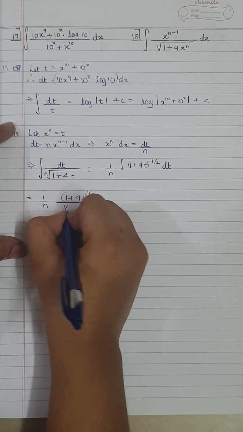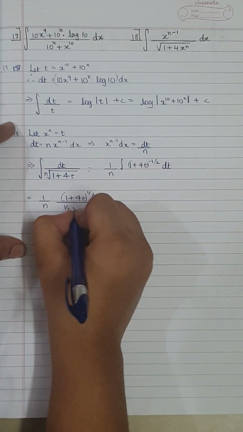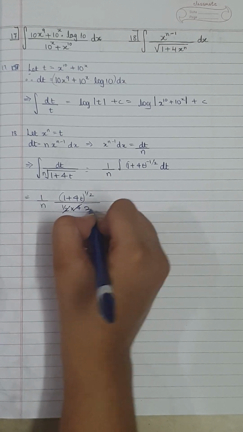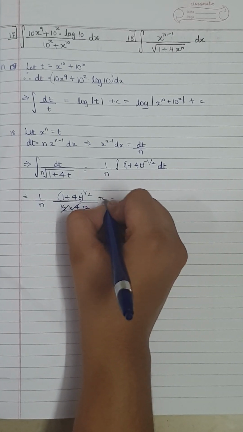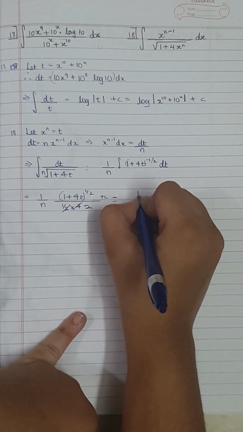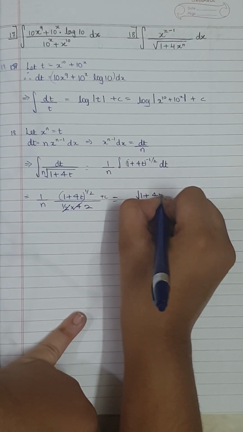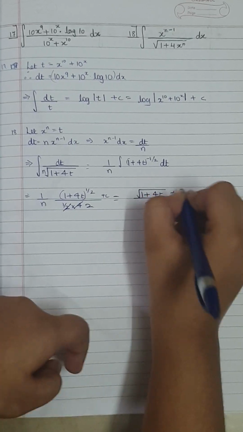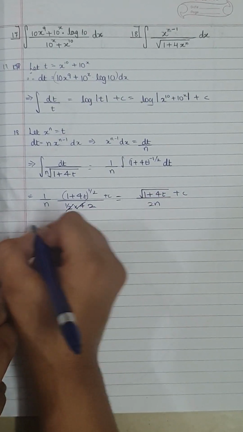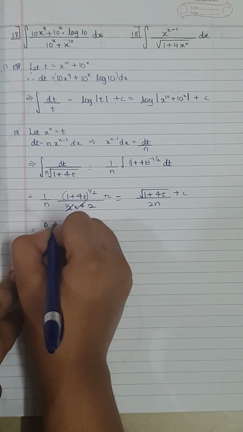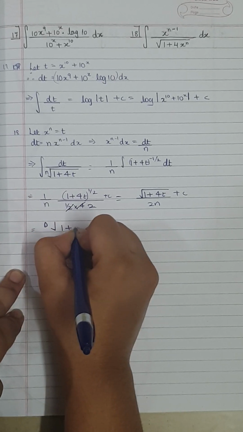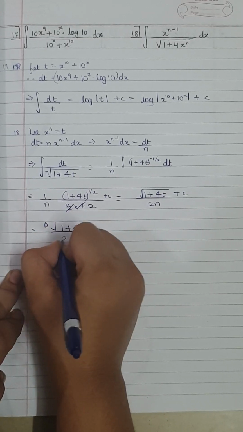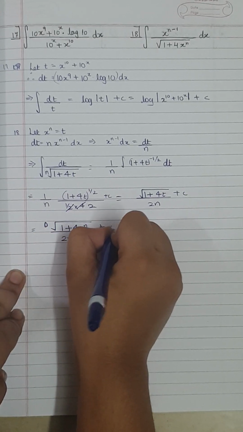And in the denominator you have 1 by 2. And since t is accompanied by a 4, you will multiply that. So half of 4 is 2. So that becomes a 2 plus c. So what do you have here? You have under root 1 plus 4t upon 2n plus c. Now you have to resubstitute the value of t. So that is equal to under root 1 plus 4x to the power n upon 2n plus c.